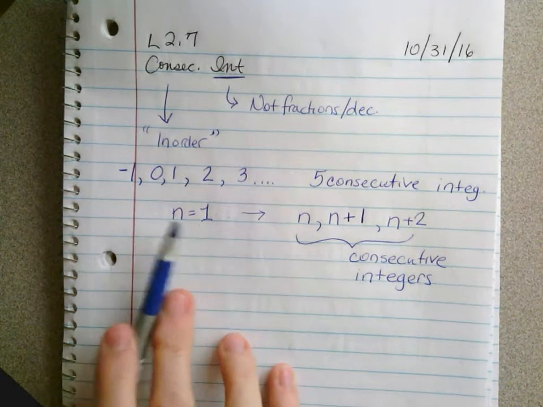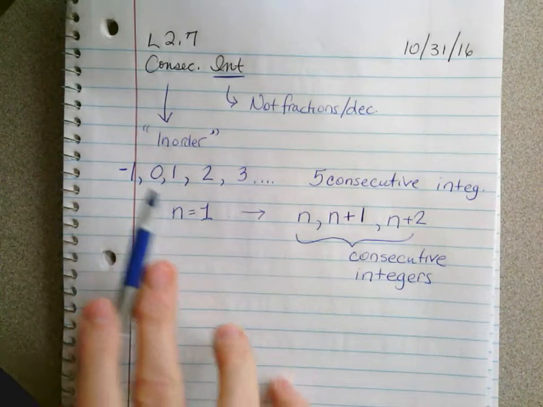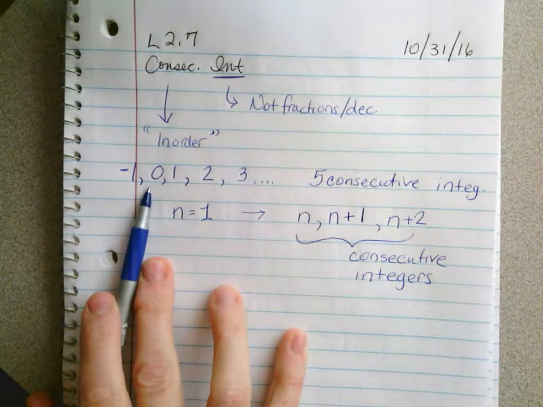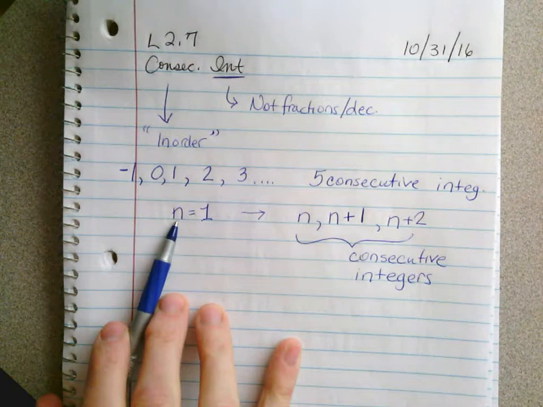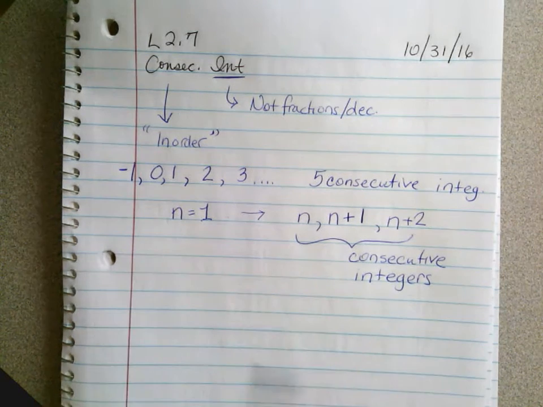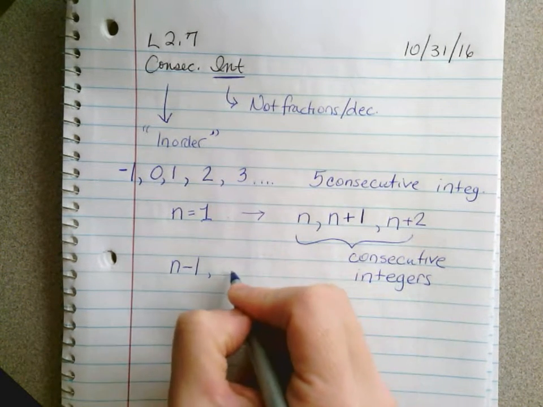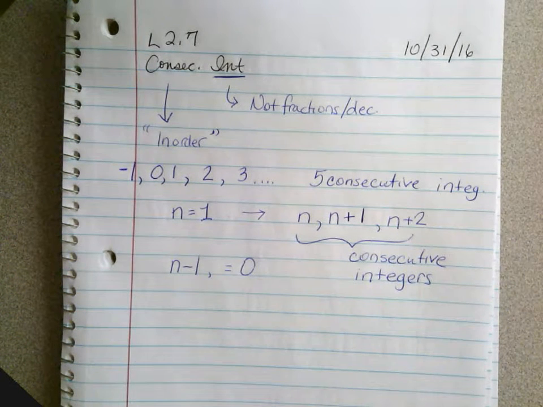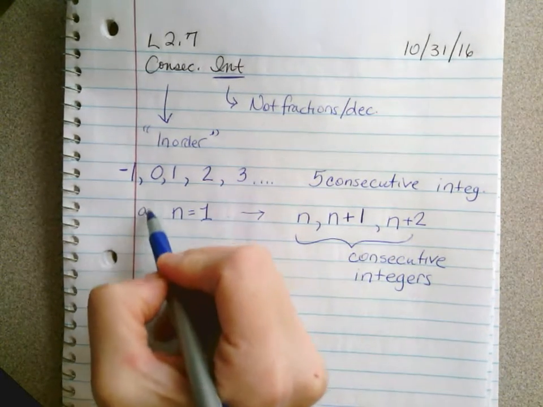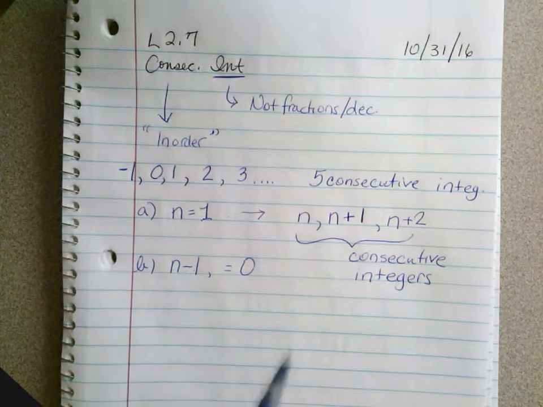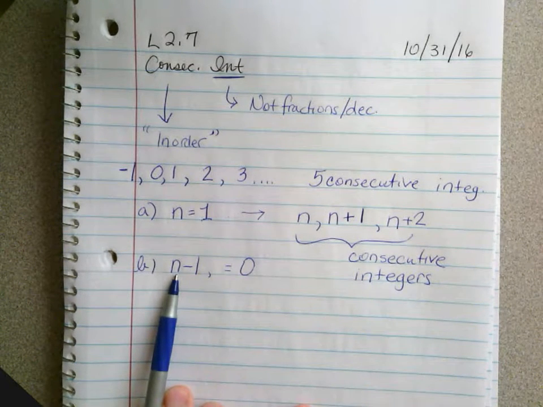What if I said, again, n is 1, what if I wanted to get 0? How do I go back 1 based on what I have? Subtract 1, yep. And minus 1 would then be 0. Very good. So this would be example A from 1, and this is B. This is the number preceding the 1.